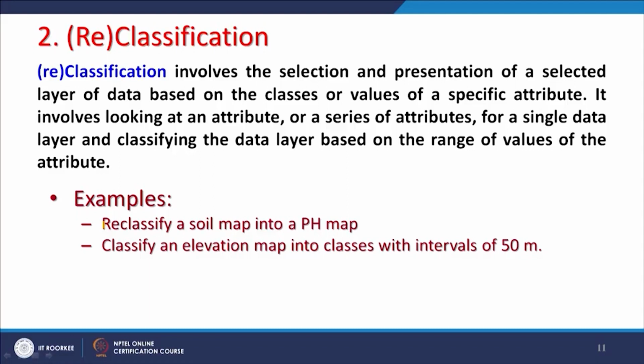If I give the example of a digital elevation model, there is only a single attribute, and that is the elevation. I can perform analysis on that and get a new map, which we will not call a digital elevation model but a relief map, and it will have different categories. Similarly, I can reclassify a soil map into a pH map if I have an attribute for that, and classify an elevation map into classes with intervals of 50 meters. This example I have already discussed with you.